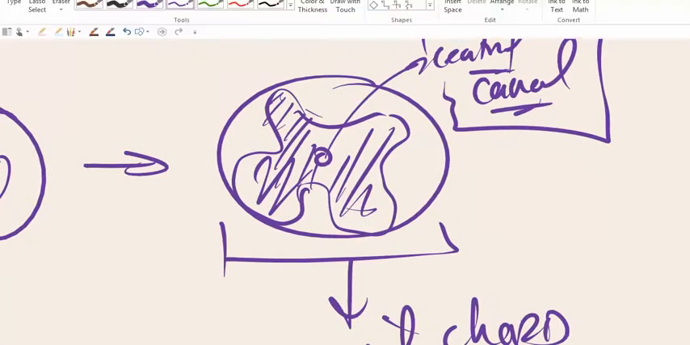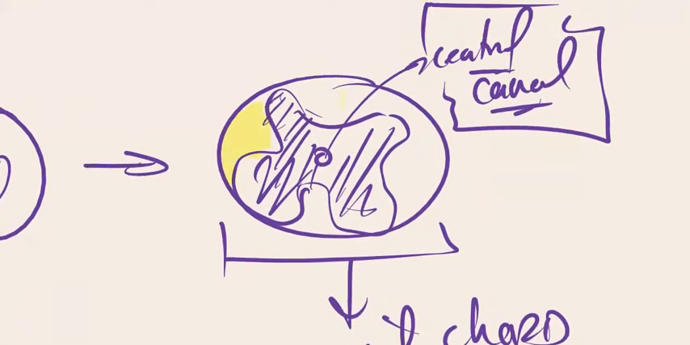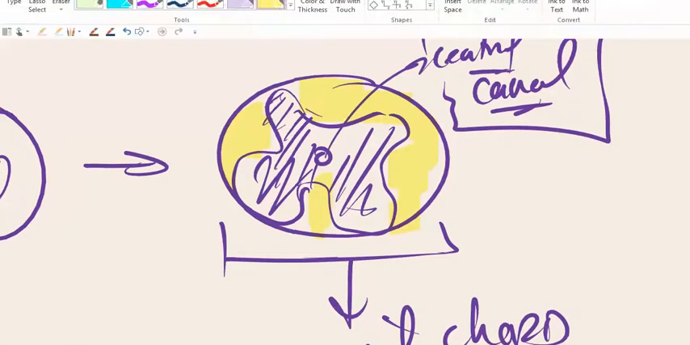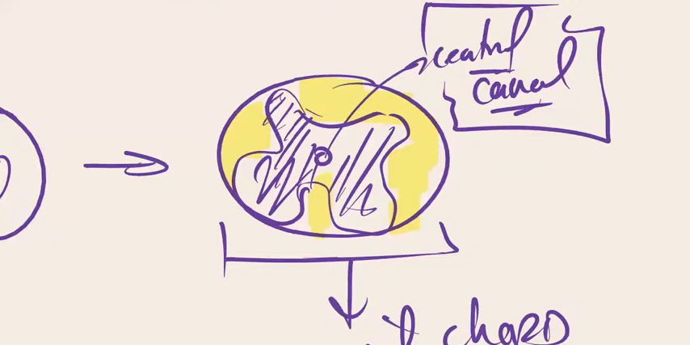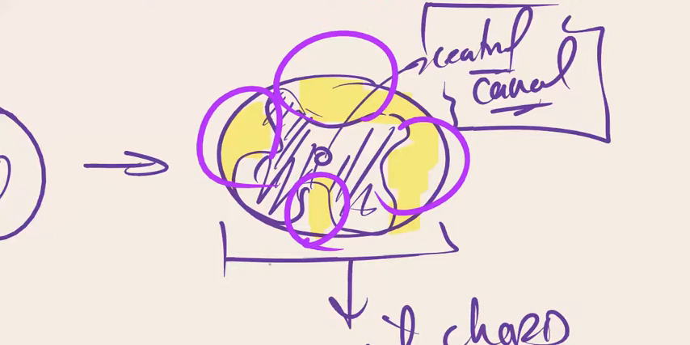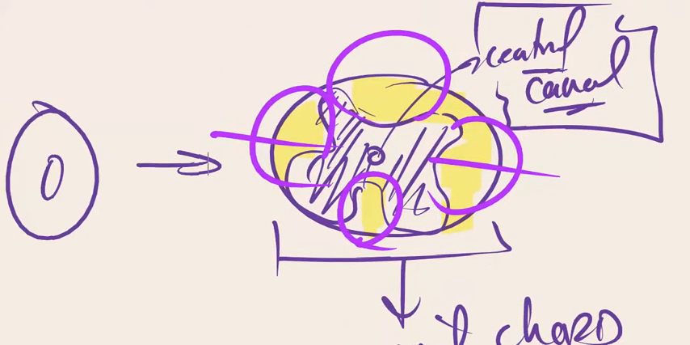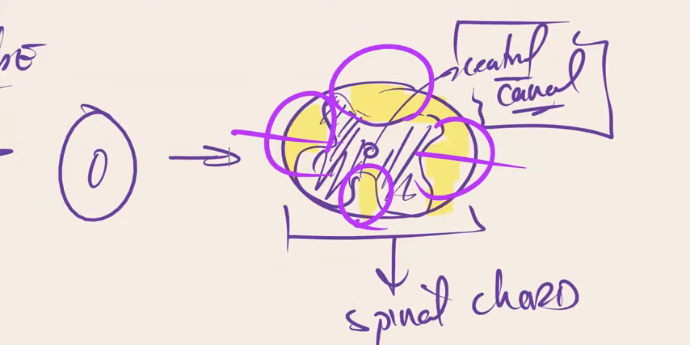Then we're going to move out of the central canal and into the white matter. We're going to talk about the divisions of the white matter, divided into the funiculi. So you have posterior, anterior, and lateral funiculi, and the lateral is further subdivided into dorsolateral and anterolateral. So we're going to look at that.